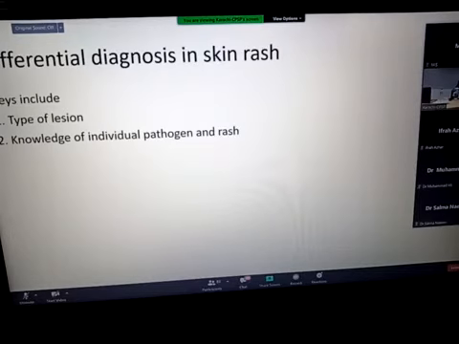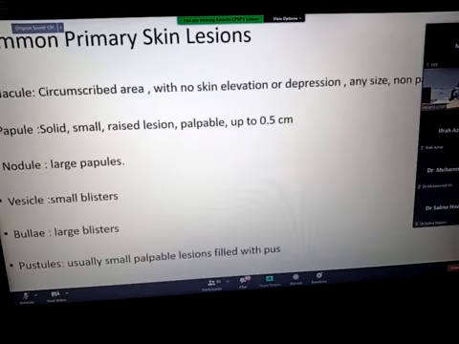Then we have important keys like type of the lesion and knowledge of the individual pathogen. What type of rash is caused by a particular pathogen? Say, for example, measles virus or any bacterial lesion caused by staphylococci or streptococci or gram-negative rods like Pseudomonas aeruginosa. So we need to have knowledge about the pathogens as well.